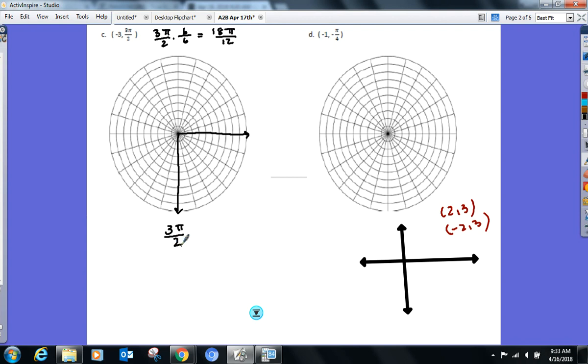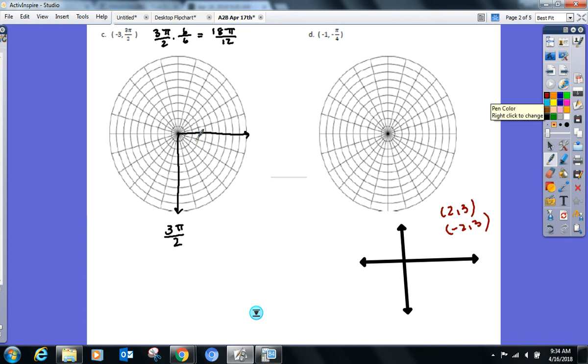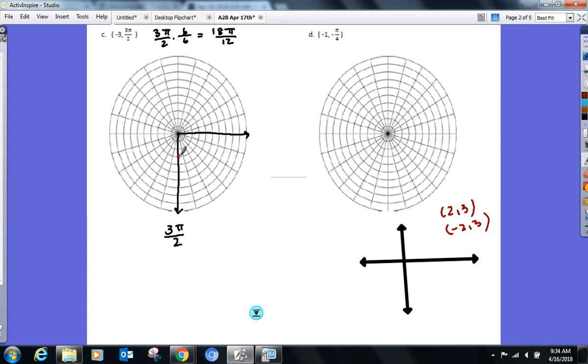Don't plot the point, though. I'll do the wrong point, sure. 1, 2, 3. No, that would be +3, 3 pi over 2. Right? Because remember, you can't graph these the same. So what do I do instead?